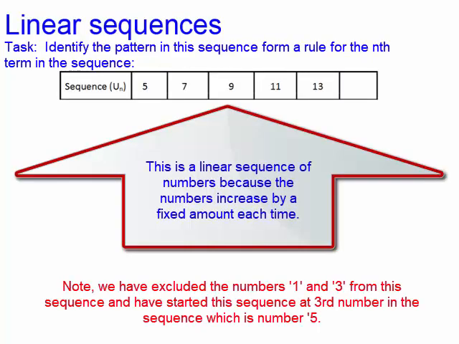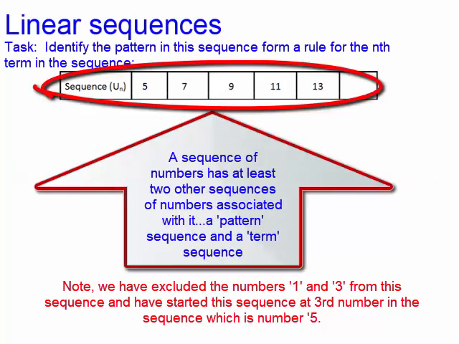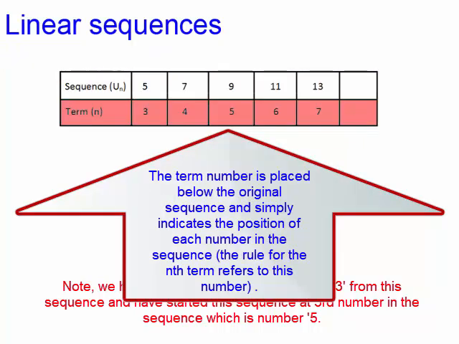This sequence is called a linear sequence because the numbers increase by a fixed amount each time. When we look at a sequence of numbers, we have to remember that each sequence of numbers has at least two other sequences of numbers associated with it. One of these other sets of numbers is known as the term, and the term indicates where in the sequence a particular number is placed.